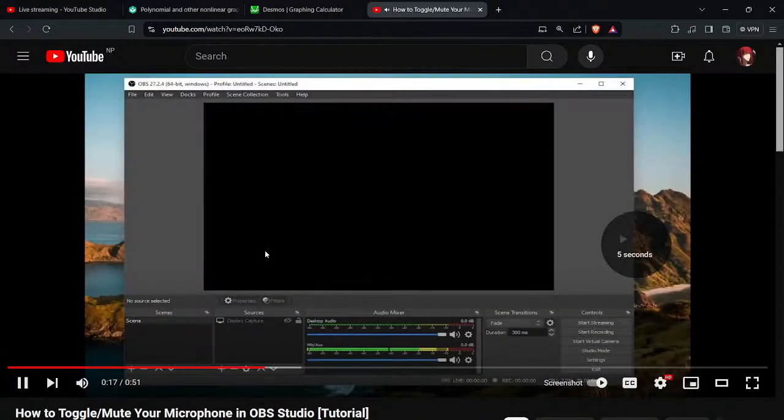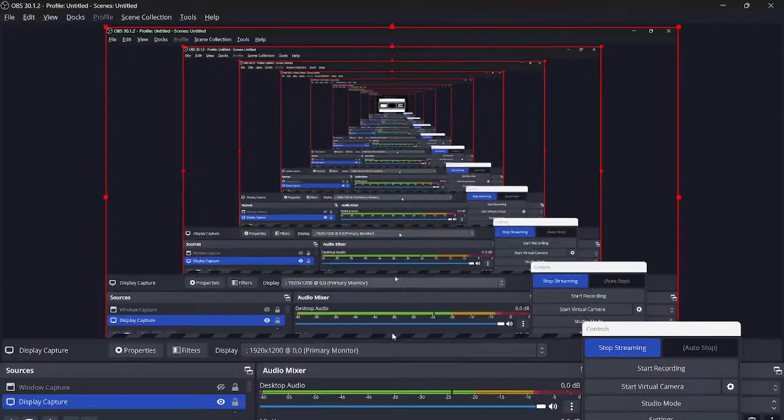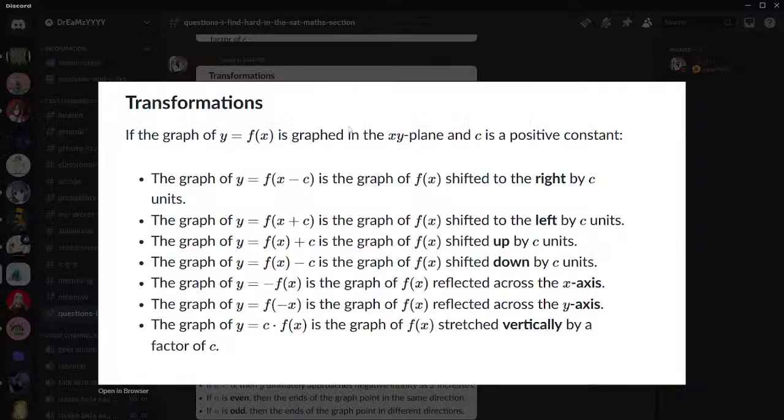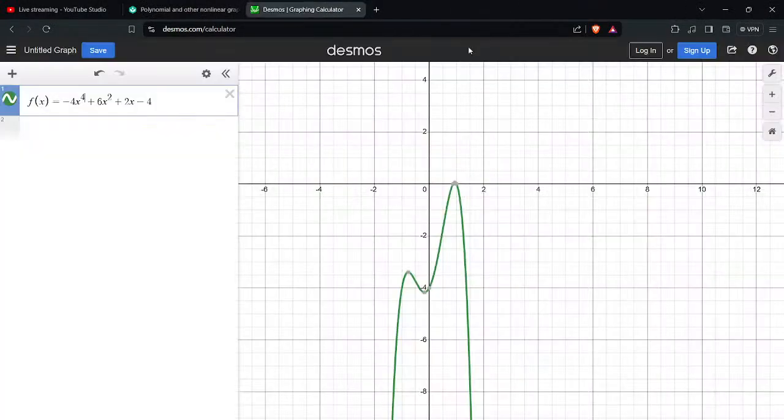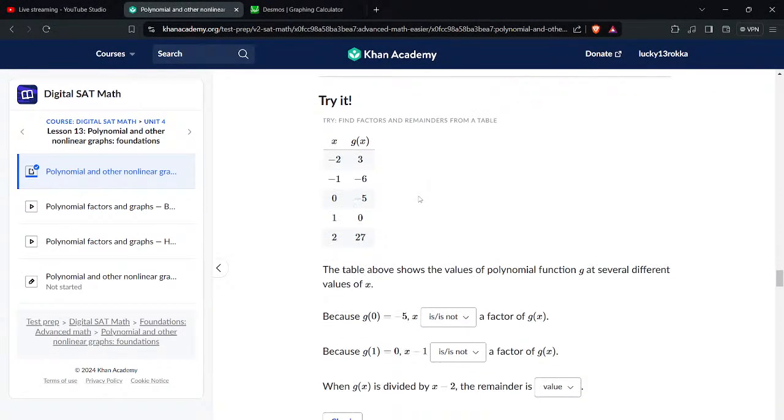Hello everyone, how are you? Toggle or mute your microphone in OBS Studio. So this should hopefully be a pretty straightforward process, guys. And without further ado, let's go ahead and jump right into it.